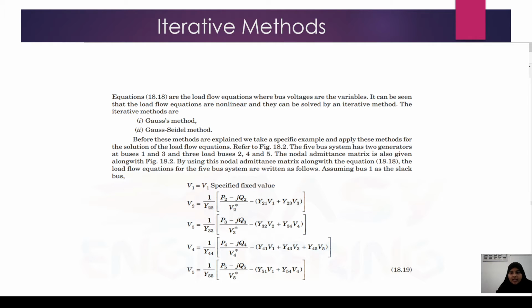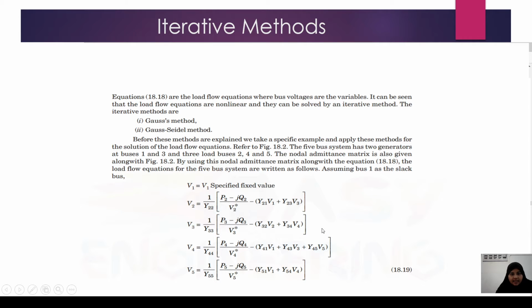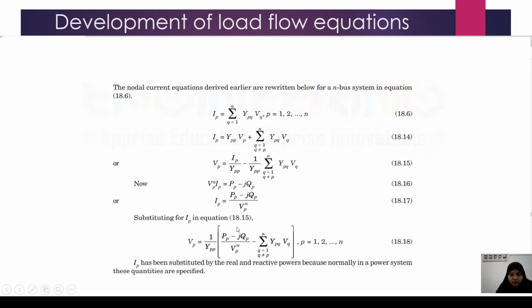So by using this nodal admittance matrix and putting in this equation, that is Vp is 1 by Ypp, this entire equation, what can we write? Here we have to assume bus 1 as the slack bus. We are assuming the first bus as the slack bus or reference bus, that is V1 is equal to V1 specified, a fixed value. V2 is 1 by Y22 times P2 minus jQ2 by V2 conjugate minus Y21 V1 plus Y23 V3. Similarly V3, V4, V5 also we are calculating by using this equation.